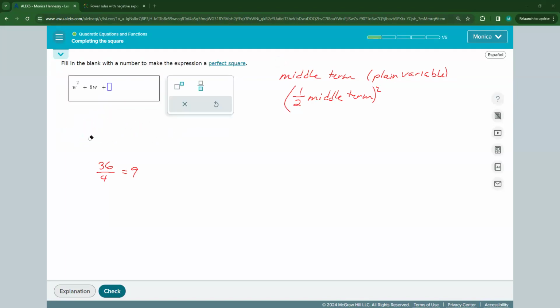Okay, so in this case, I have half of 8. I'm taking 8 divided by 2, and it's a positive 8, and squaring it. So 8 divided by 2 is the same thing as 4 squared, which is 16.